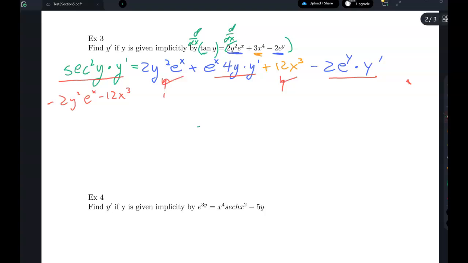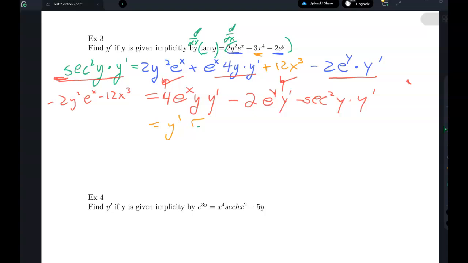And I'm going to add or subtract this to the other side. So equals, so I've got this e to the x, oops, a 4 in front, y prime, minus 2 e to the y prime, subtract the secant squared y prime. I'm going to factor out the y prime, and so I'm left with 4 e to the xy minus 2 e to the y minus secant squared of y, and then this side just carries along.